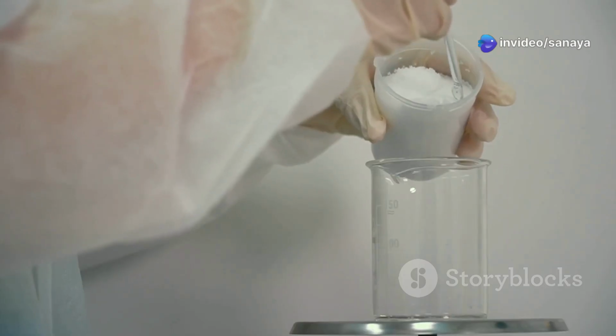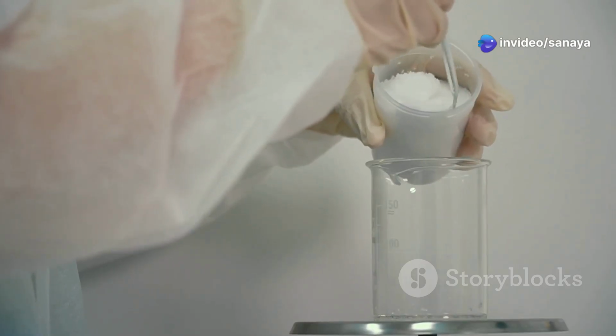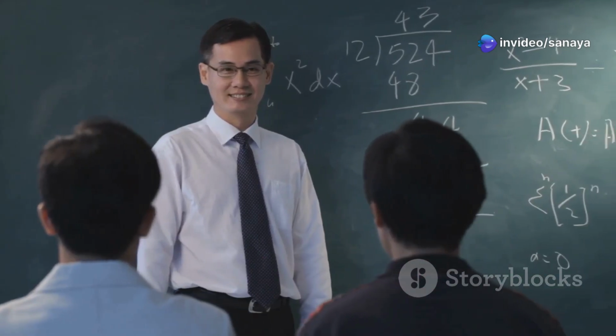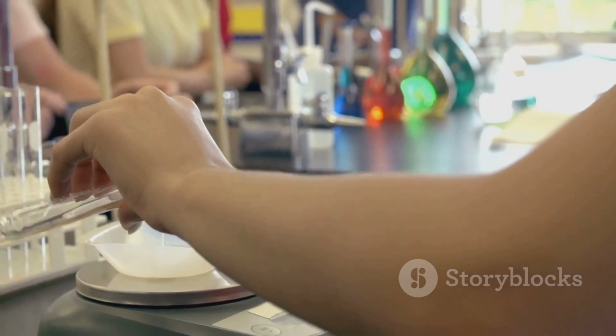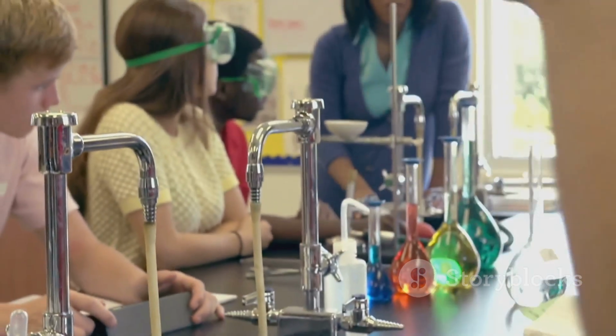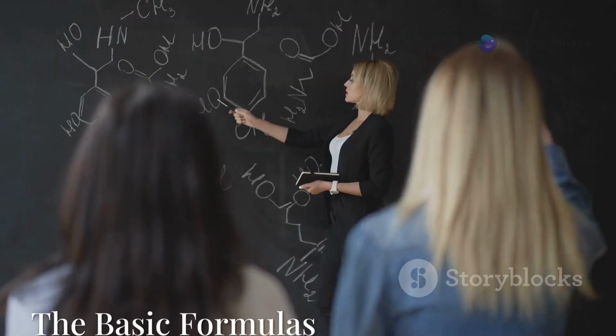Need half a mole? Just weigh out 9.01 grams. Molar mass is your conversion factor between mass and moles. With a periodic table and a scale, you can measure out precise numbers of atoms or molecules. That's how real chemistry gets done.